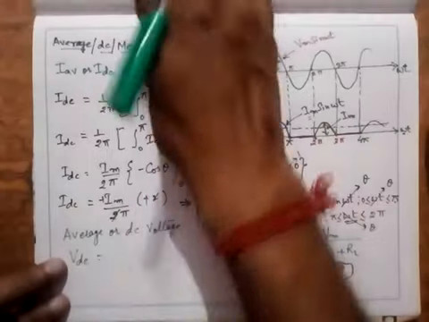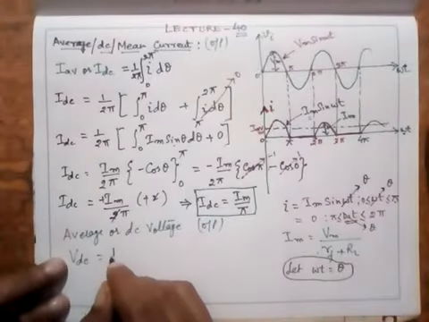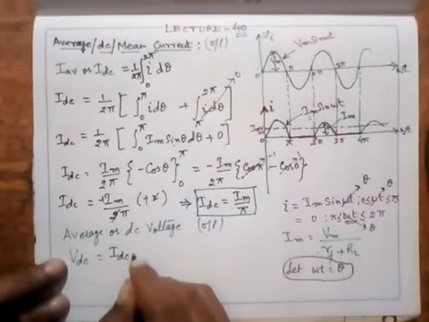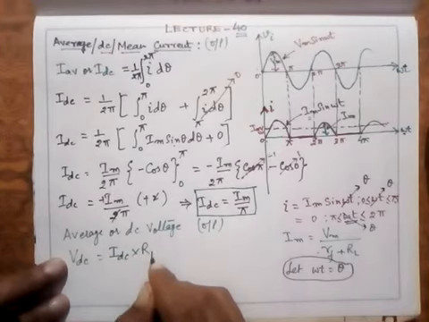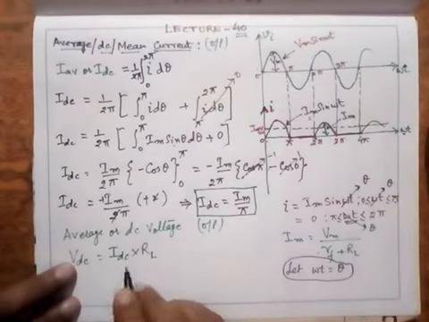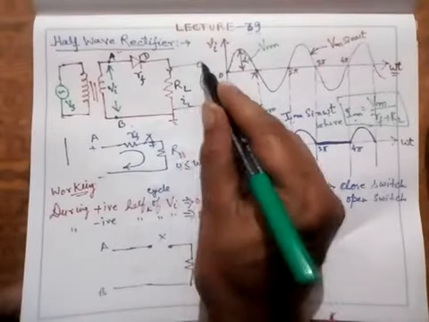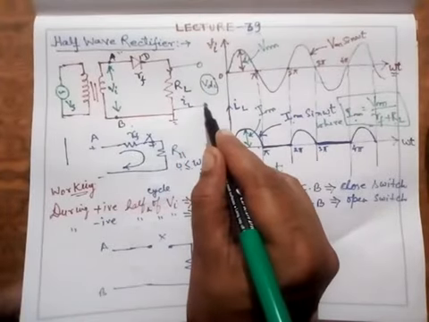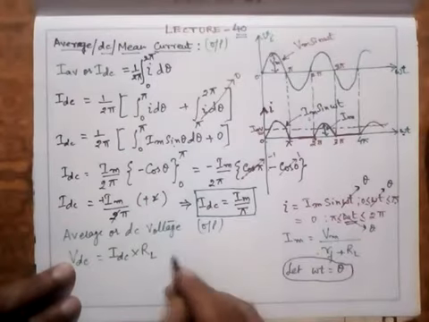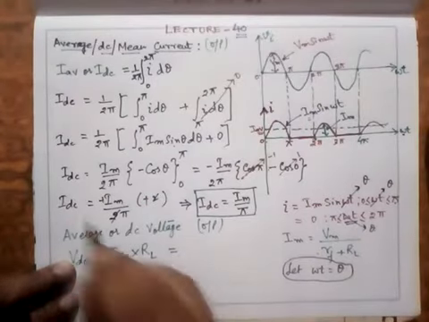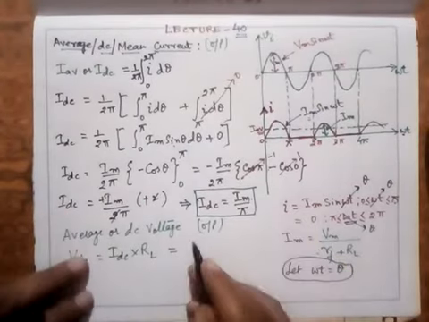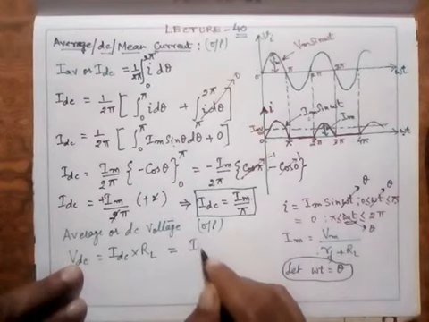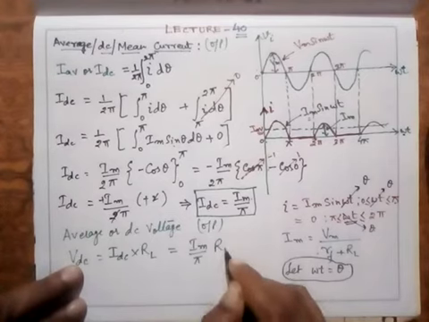So the value of VDC, I can say, is equal to IDC into RL. V is equal to IR. Where will I obtain this DC voltage? I am interested in the DC voltage across this load only. So I am finding this. VDC is equal to IDC into RL, and IDC I have just derived is equal to IM by pi. So it is IM by pi into RL.